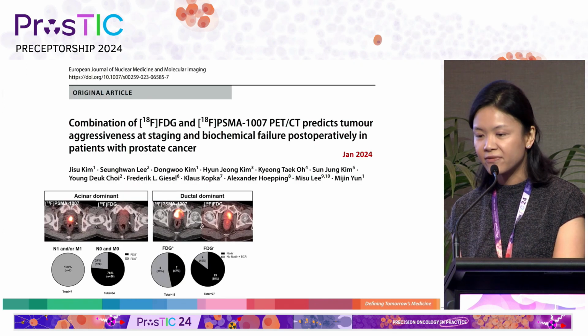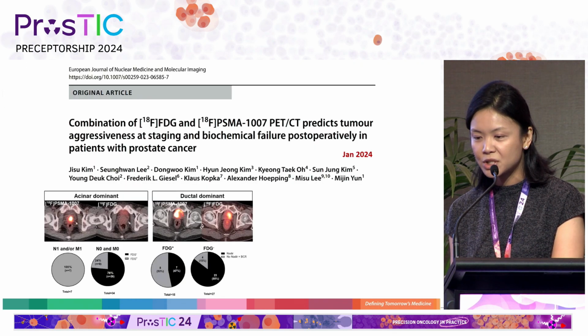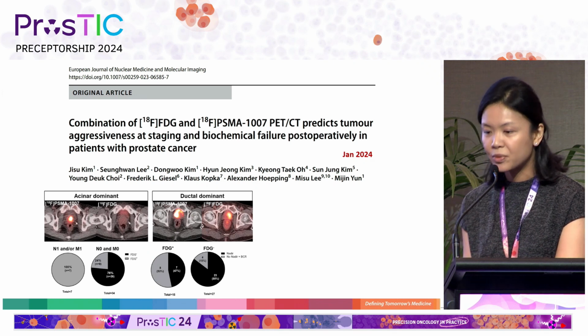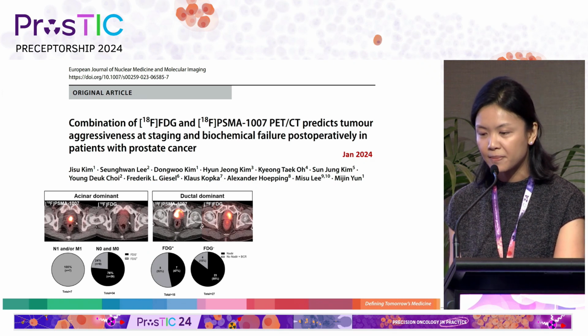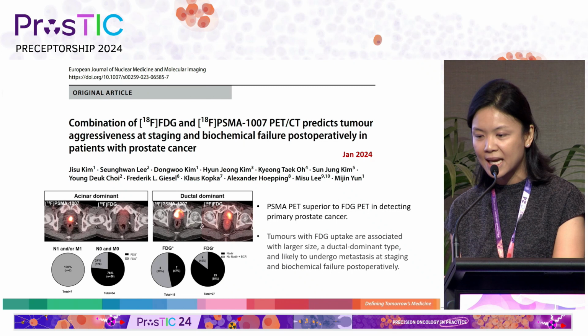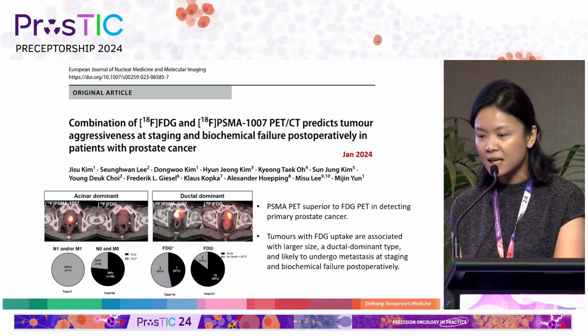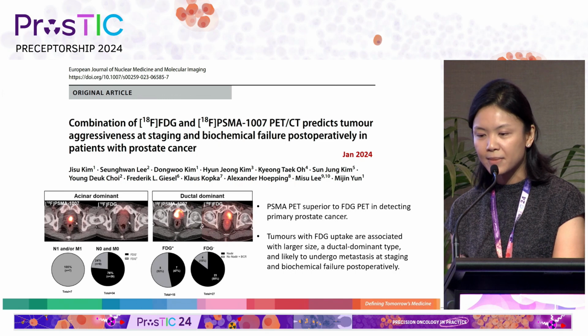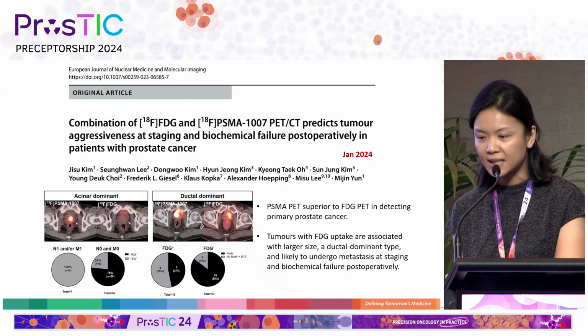Another study evaluating the combination of FDG and PSMA PET, again prior to prostatectomy in 42 patients, found that PSMA PET is still superior to FDG PET in detecting primary prostate cancer, but tumors with FDG uptake are often larger in size, of ductal dominant type compared to the more common acinar dominant type tumors, and more likely to undergo metastasis at staging and biochemical failure post-operatively.